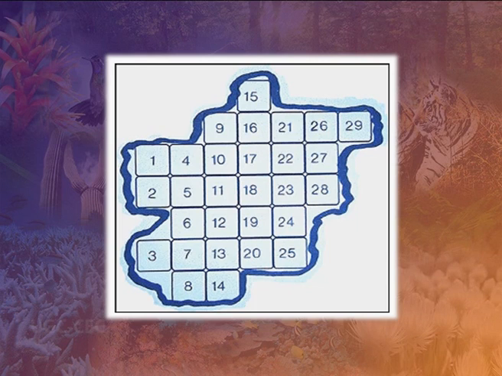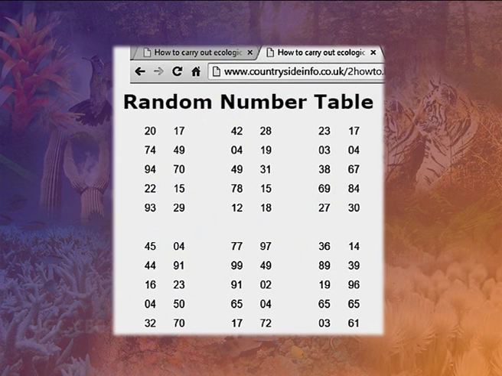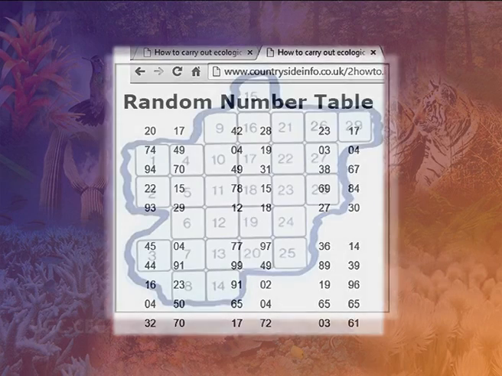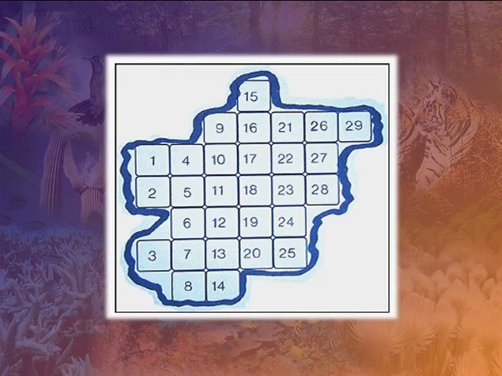A better method of random sampling is to map the area and then lay a numbered grid over the map. A computer generated random number table is then used to select which squares to sample in. If we look at the top of the first column in the random number table, our first number is 20. Moving downwards, the next two numbers in the random number table would be 74 and 94, but our highest numbered square on the grid is only 29.